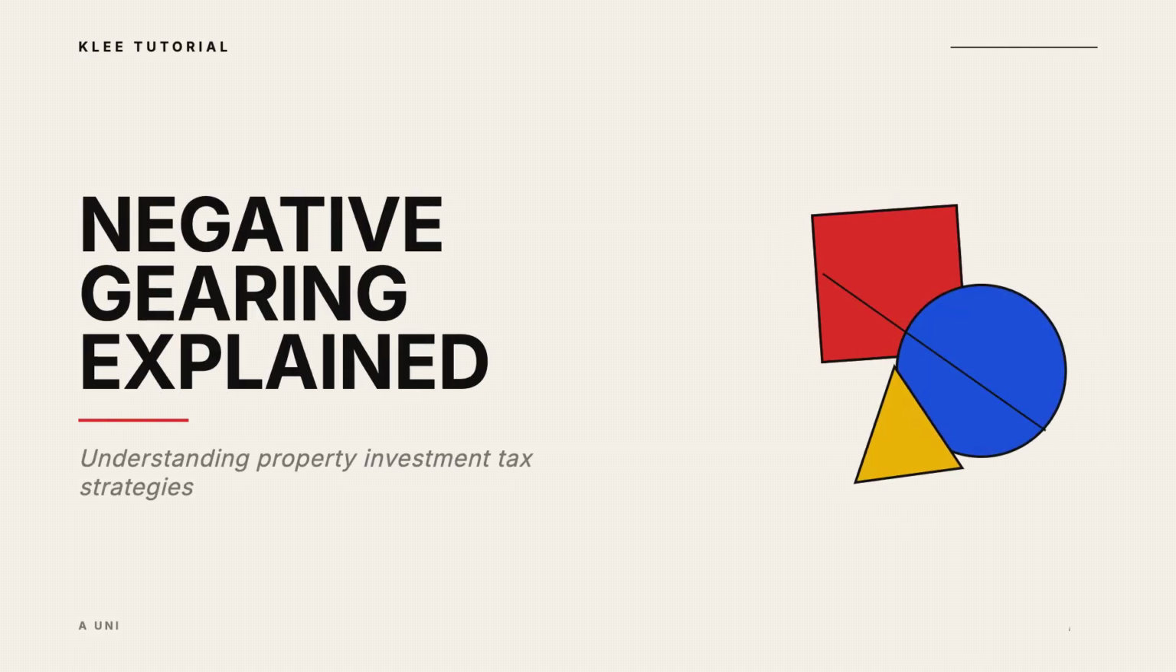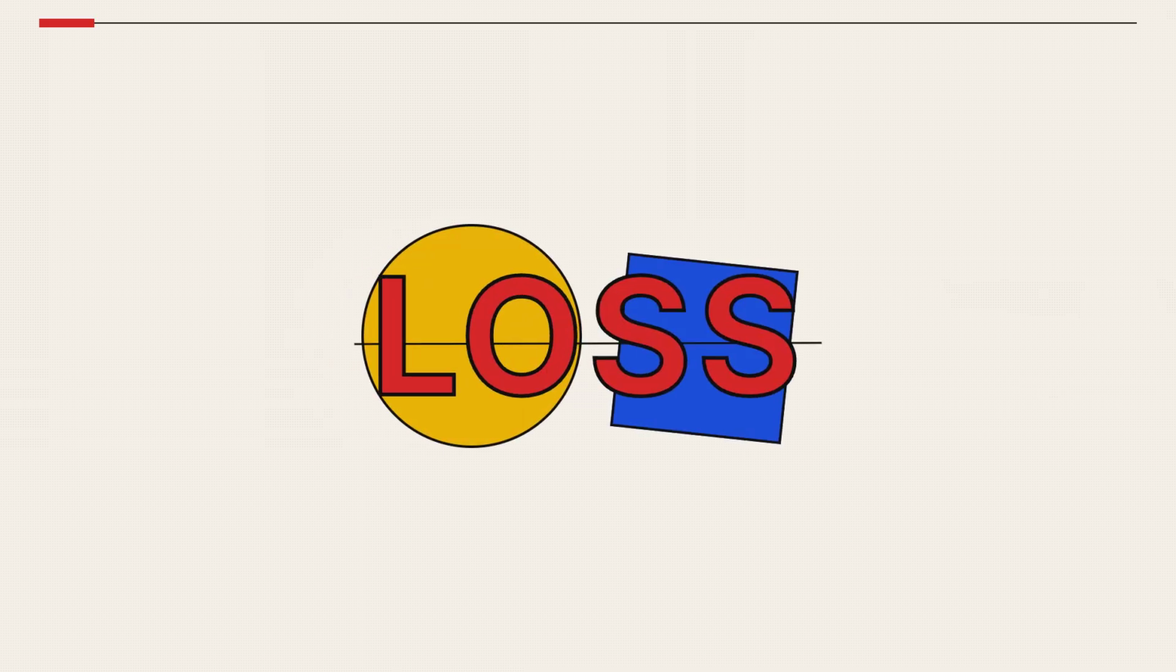Negative gearing is a common term in property investing. Let's break down how this tax strategy works for rental property owners. At its core, negative gearing happens when the costs of owning an investment property exceed the income it generates.